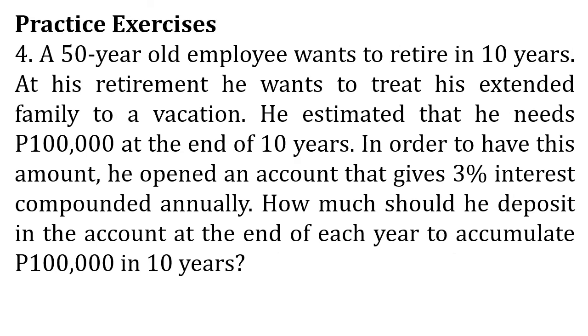Number 4, a 50-year-old employee wants to retire in 10 years. At his retirement, he wants to treat his extended family to a vacation. He estimated that he needs 100,000 pesos at the end of 10 years. In order to have this amount, he opened an account that gives 3% interest compounded annually. How much should he deposit in the account at the end of each year to accumulate 100,000 pesos in 10 years? In this problem, it is also an ordinary annuity because of the keyword at the end of each year. But here, you are not going to solve for the future value because the future value is already given. In this case, you are going to solve for R because the question is how much should he deposit in the account at the end of each year. So the number 4 problem will solve for R, ordinary annuity.